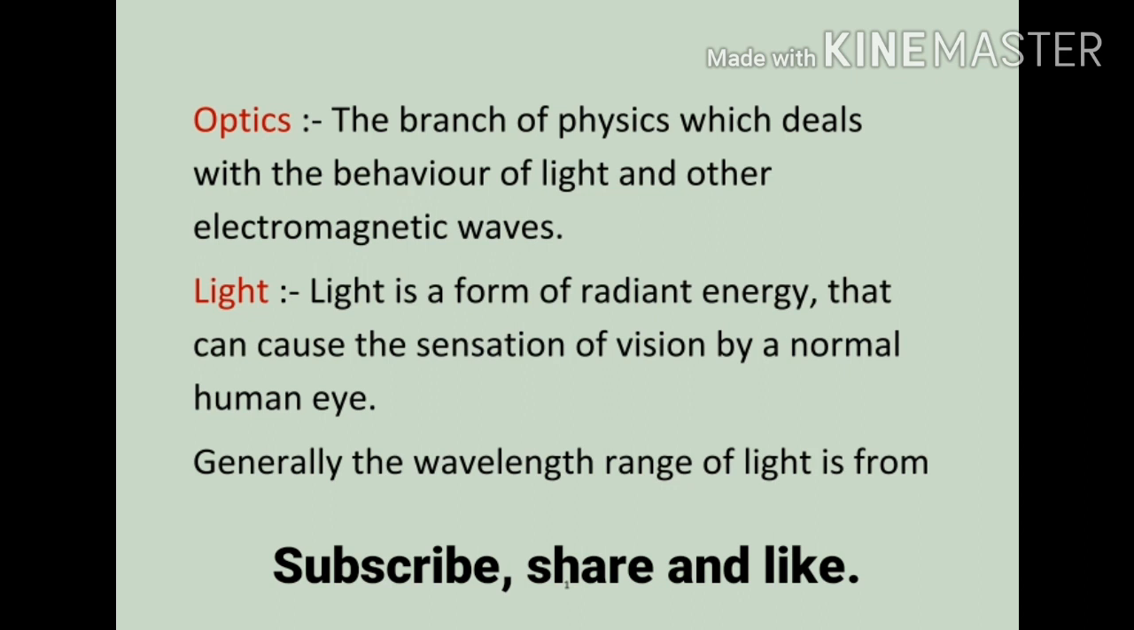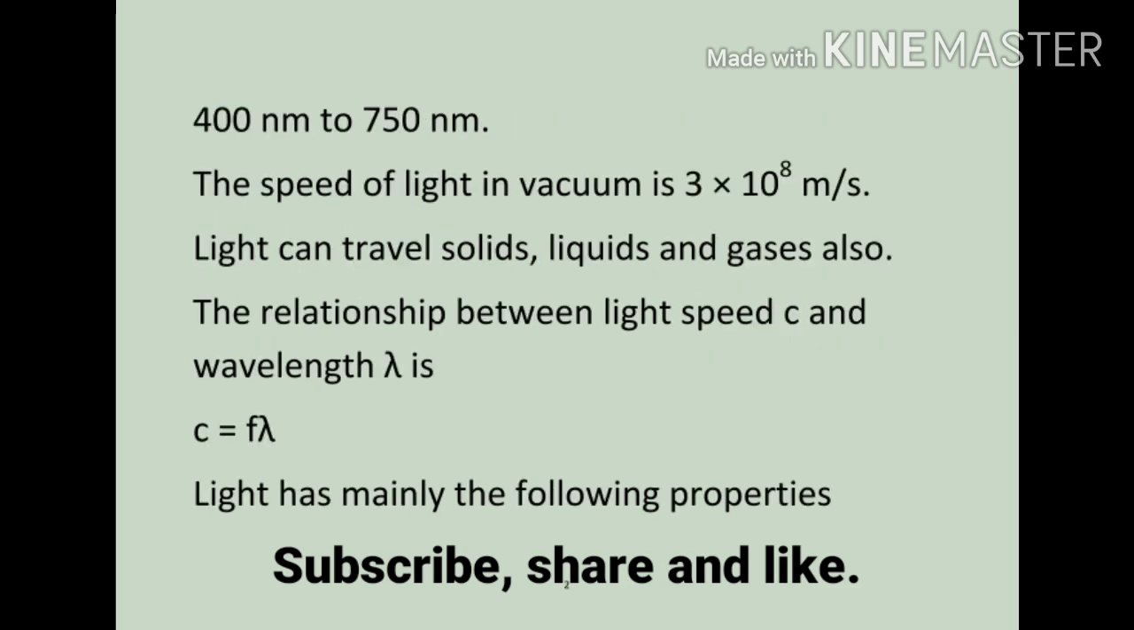The light properties we can give. The wavelength range of light is from 400 nanometers to 750 nanometers. Next, the speed of light in vacuum is 3 × 10^8 meters per second. And next, light can travel in solids, liquids and gases also.